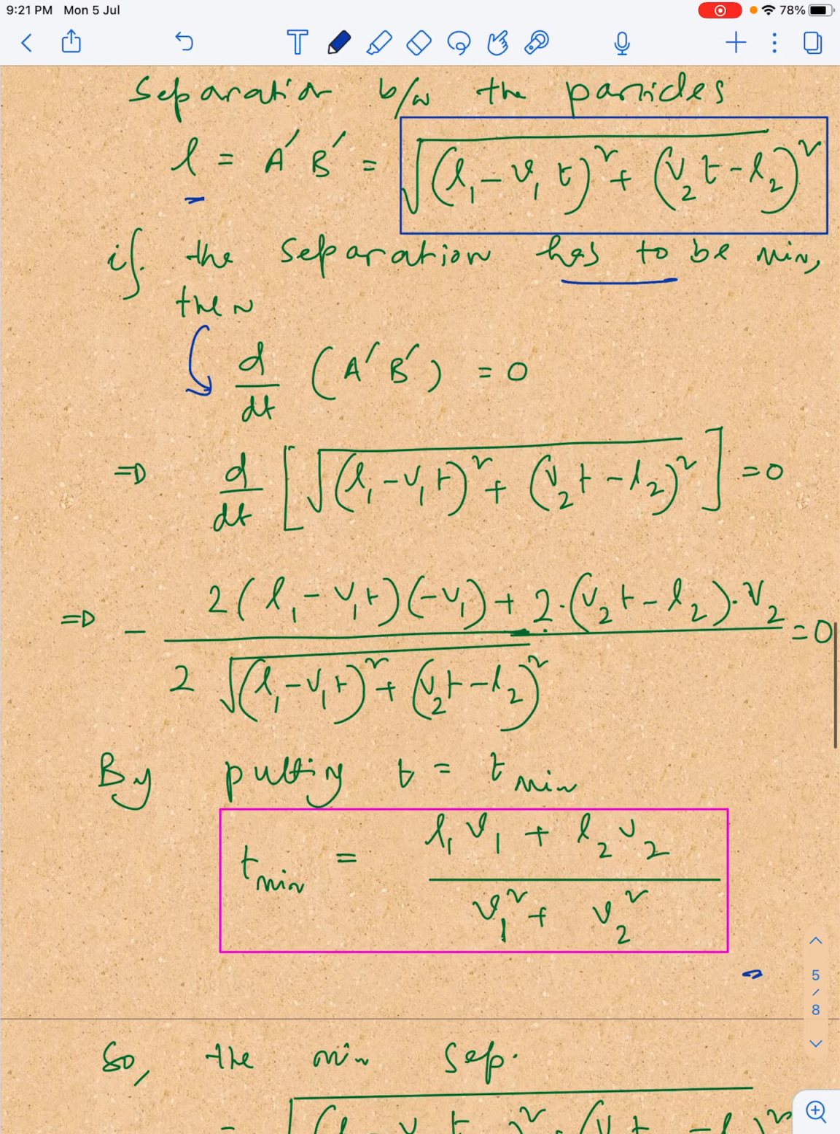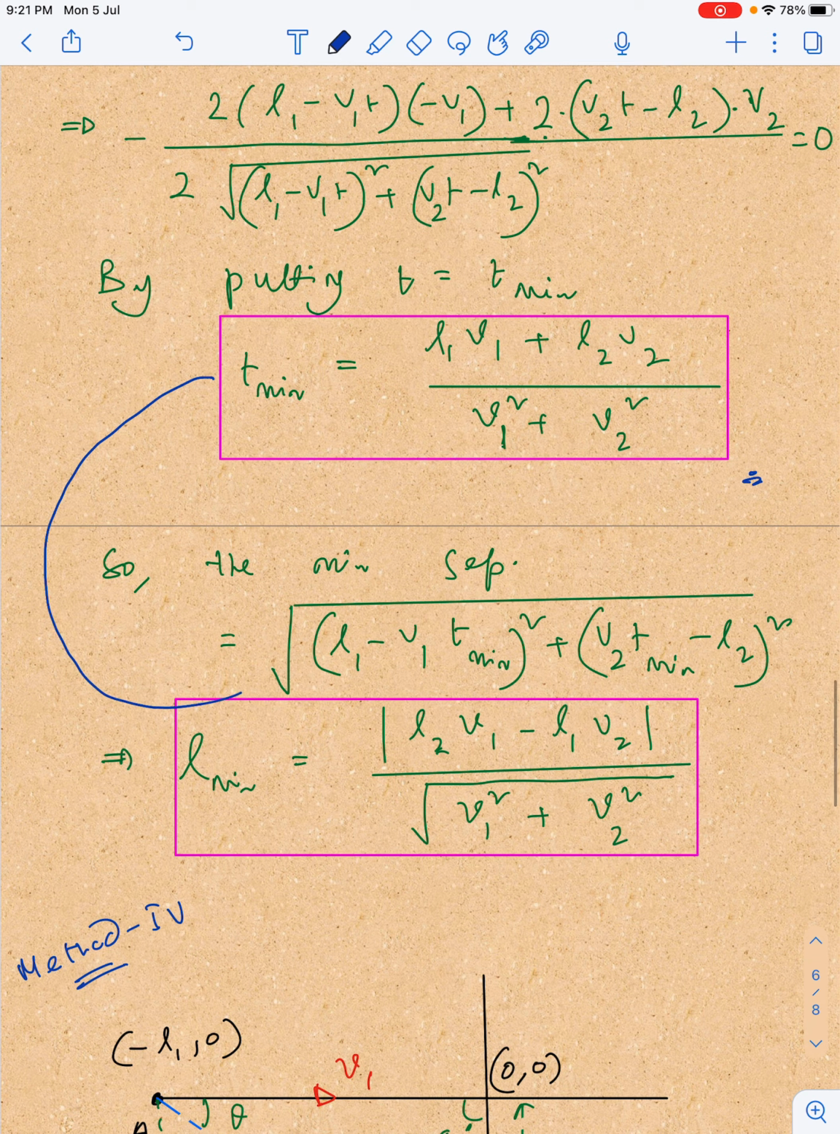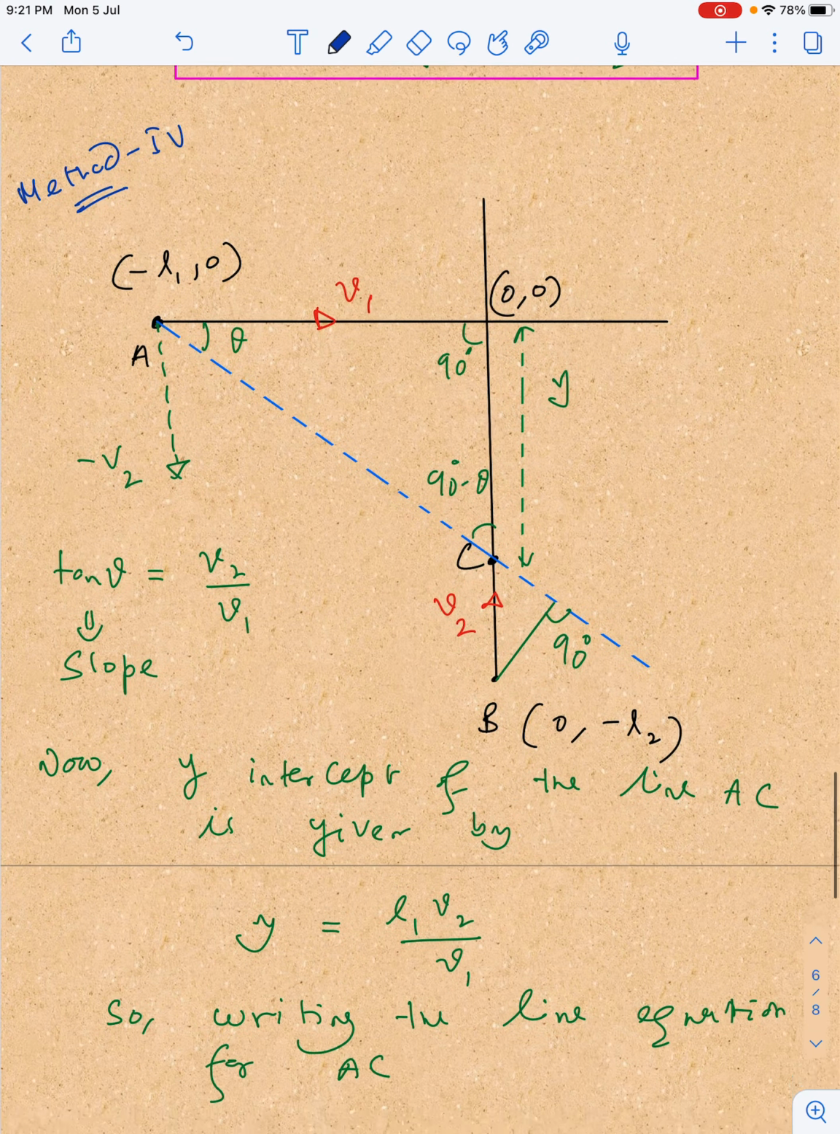So here also t minimum is coming. And once I got the value of t minimum, if I substitute in the equation of the Pythagorean theorem, I will get the minimum separation between them, right? So method 3 is over. Now let us go for method 4.